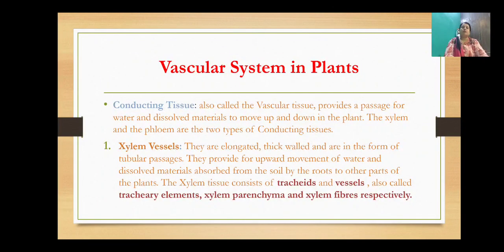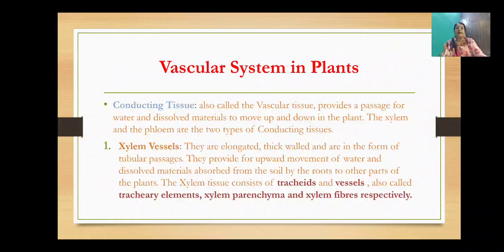Next, now we come to the vascular system in plants. Now, let me tell you what the vascular system is, children. Since water and other substances need to be transported in the plant's body, there is a system which helps in the transportation of water, minerals and other substances. So a vascular system is there in the plants. The vascular system is also known as the conducting tissue, and the conducting tissue may also be known as vascular tissue. Okay, so these are the vascular tissues.